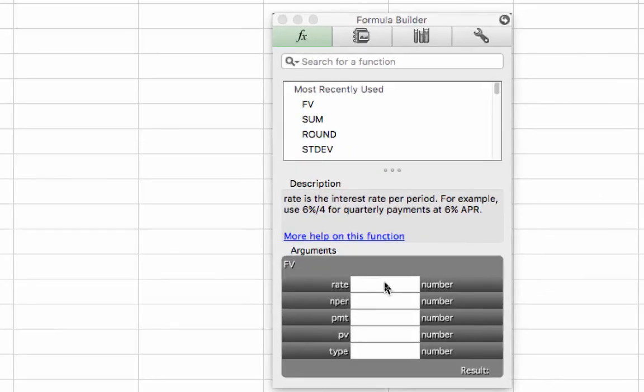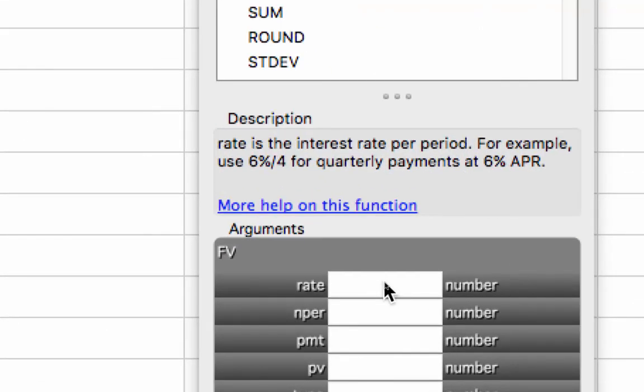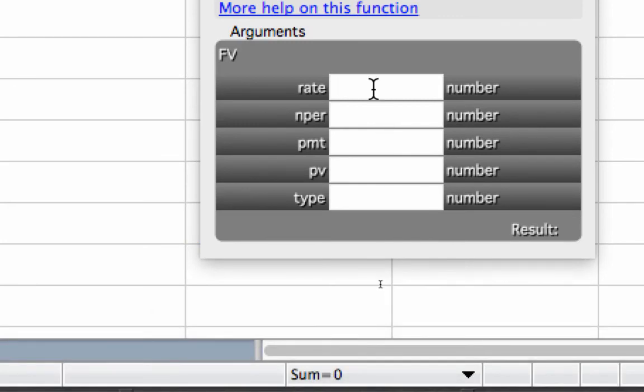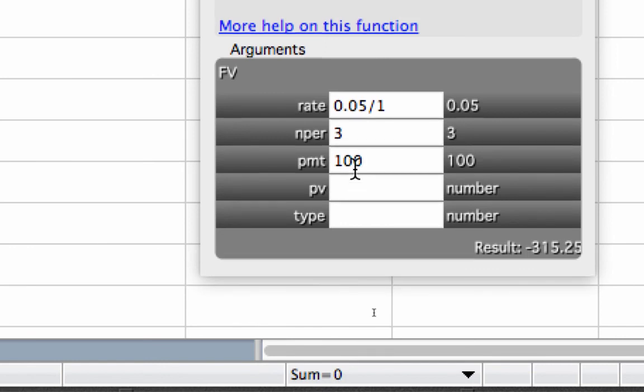Let's zoom in on that box. What you need to do here is to put in the rate. The rate is the 5% interest divided by 1. So the rate is the interest rate per period. In this case, it's the same as the APR because we're compounding once per year. Nper is 3. It's how many payments were being made, how many chances there were for interest to be computed. Our payment was $100. Our present value was 0. We started with 0 money.